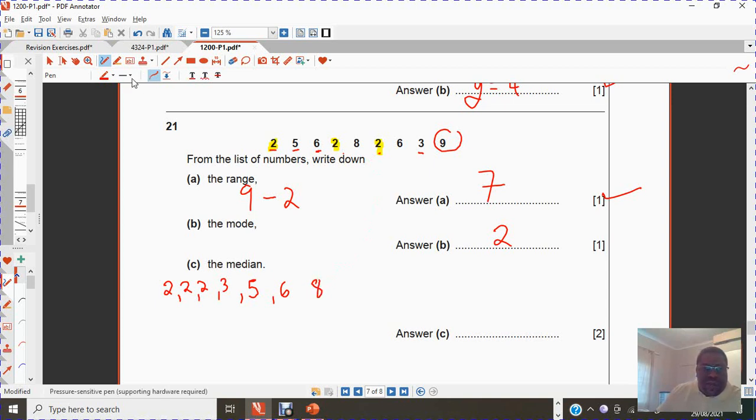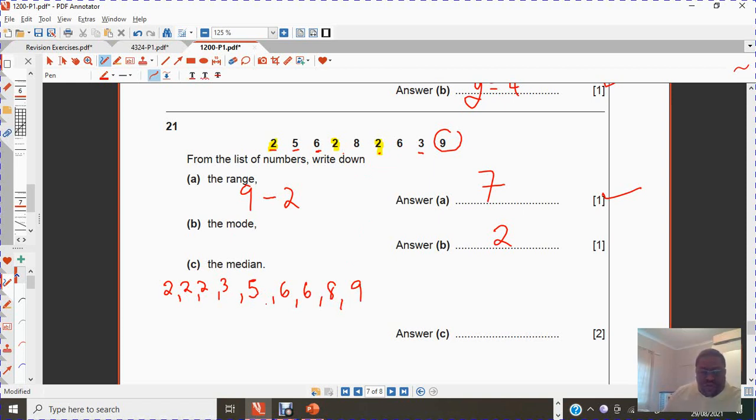In fact, my 6s are 2, so let me bring in another 6 here. And then I have an 8, and then I have a 9. 1, 2, 3, 4, 5, 6, 7, 8, 9.